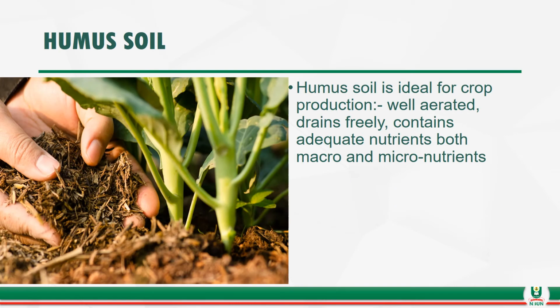This is a picture of an ideal humus soil, very friable and highly aerated, and can easily allow water to penetrate. A humus soil is ideal for crop production, well aerated, drains freely, and contains adequate nutrients, both macro and micronutrients.